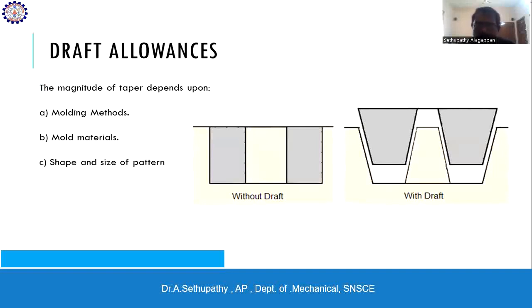The picture shows what is draft and draft allowance. With the draft and without the draft, we can remove the pattern. Without draft, the edges will be damaged in the molding box, but with the draft, the edges of the mold are not affected.